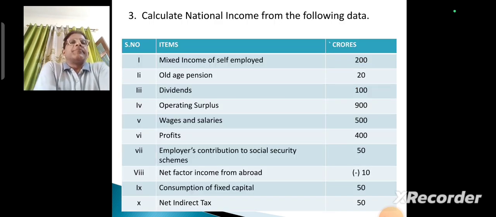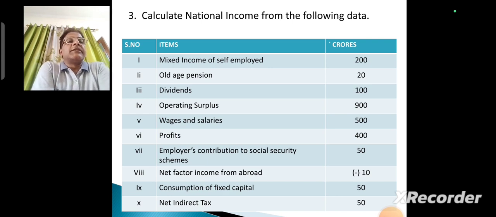It is another example which has been given up here. Mixed income as one head, old age pension 20, dividends 100, operating surplus 900, wages and salaries 500, profits 400, employer's contribution to social security schemes 50, NFYA -10, depreciation 50, NIT 50. Okay, firstly I'll talk about COE.